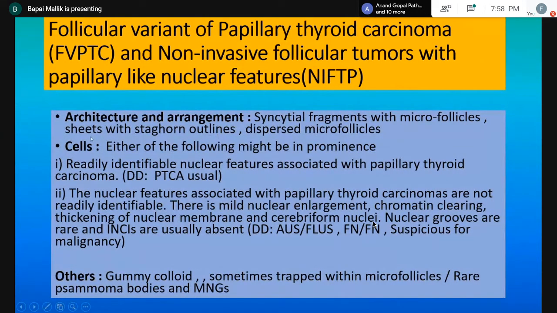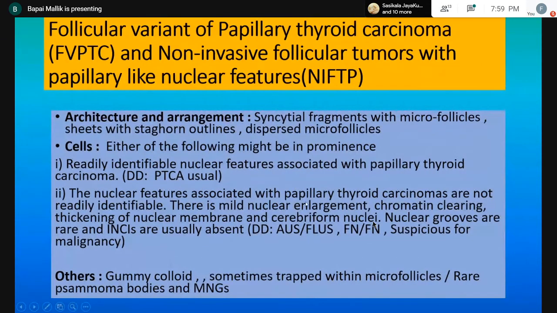So, as far as the cells are concerned, you can have two different situations. One of them is that you may be lucky and you may find readily identifiable nuclear features associated with papillary thyroid carcinoma, in which case it's very easy. You just call it a papillary thyroid carcinoma, usual. But sometimes the nuclear features associated with papillary thyroid carcinomas are not readily identifiable. The molecular variant of papillary thyroid carcinoma / NIFTP are notorious for this. So they might be missed.